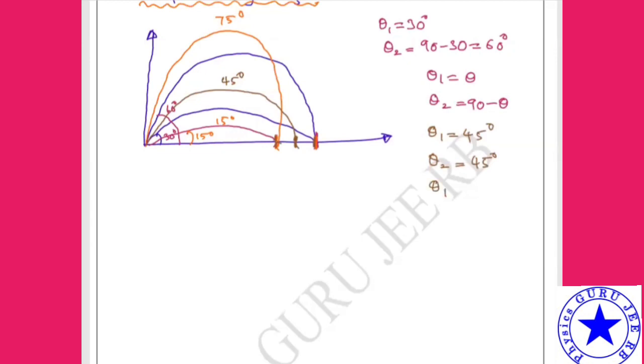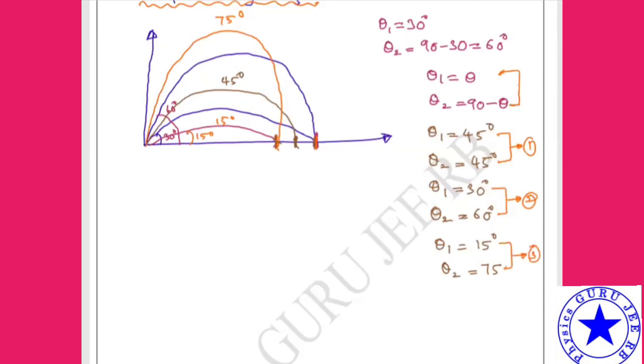Next, if I take theta 1 equal to 30 degrees, what is theta 2? Can you tell me theta 2? 60 degrees. Very good. If I take theta 1 equal to 15 degrees, what is theta 2? Anybody? 75. Very good. Very active, all the students. So these are complementary angles. First complementary angle, second complementary angles, third complementary angles, right? So these are general complementary angles. Hope this is clear to all.